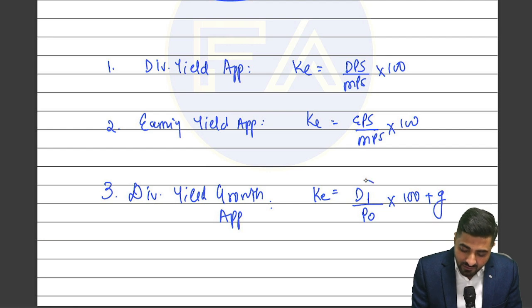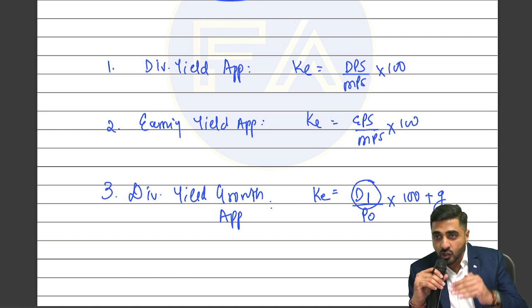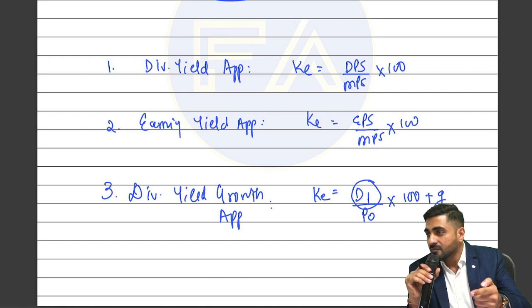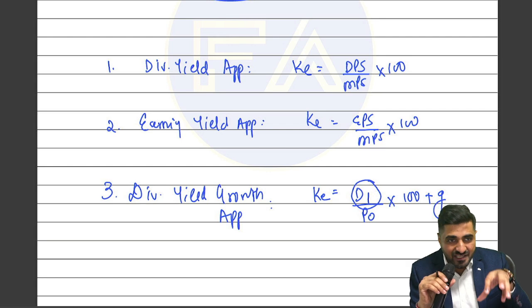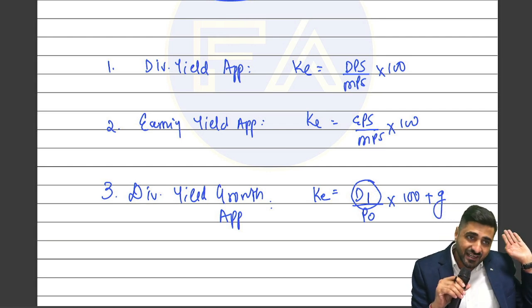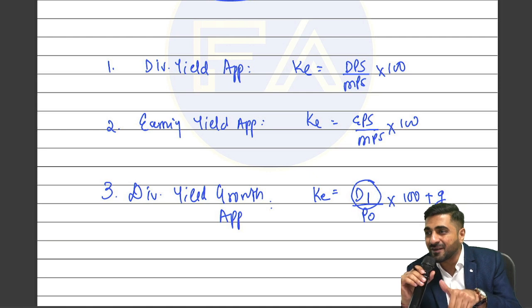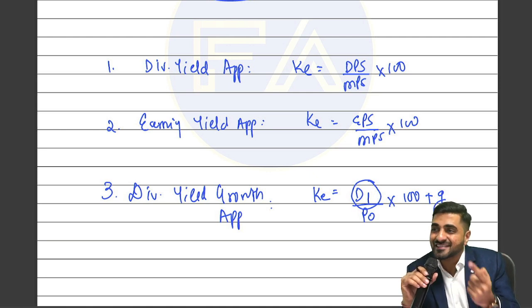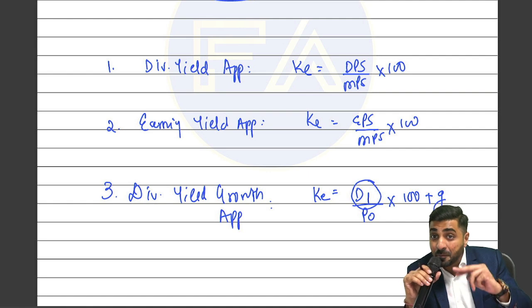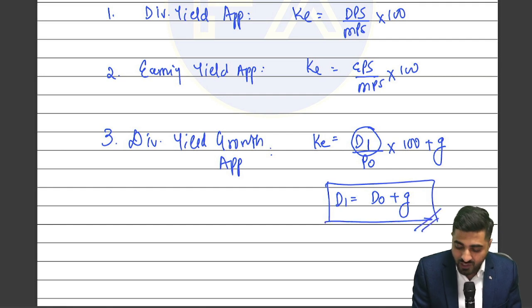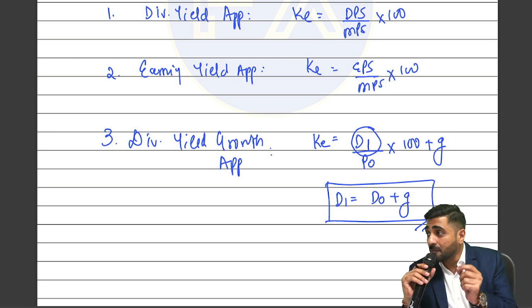What is D1? Can I say D1 means the dividend at the end of the year, not today? Because if I'm investing in shares today, will I get last year's dividend or next year's dividend? If there is growth given in the question, then next year's dividend is last year's dividend plus the growth rate. So D1 will be D0 plus growth: last year's dividend plus the growth rate.